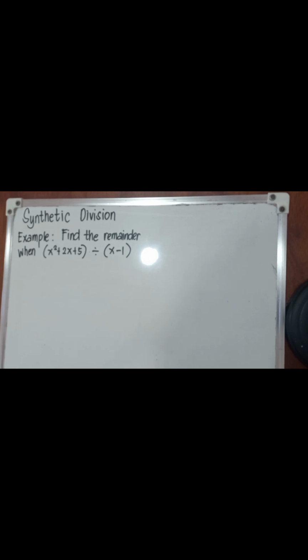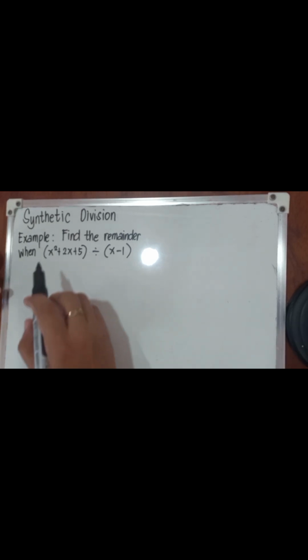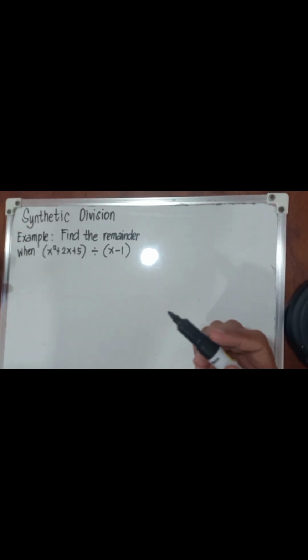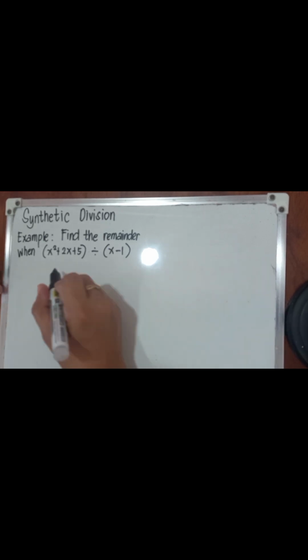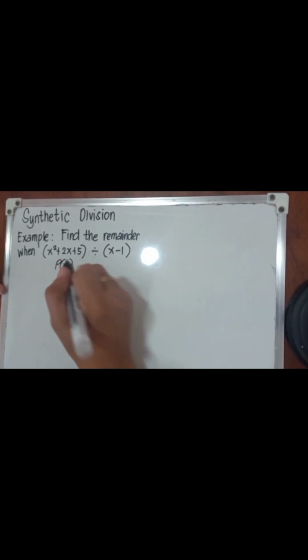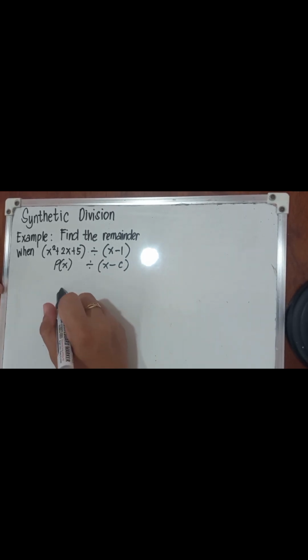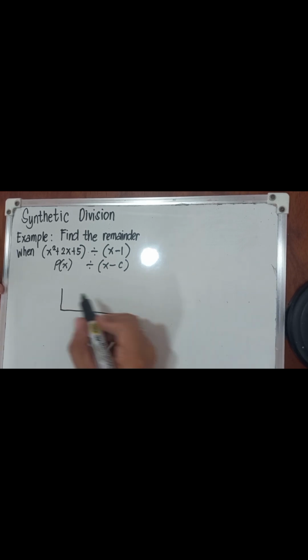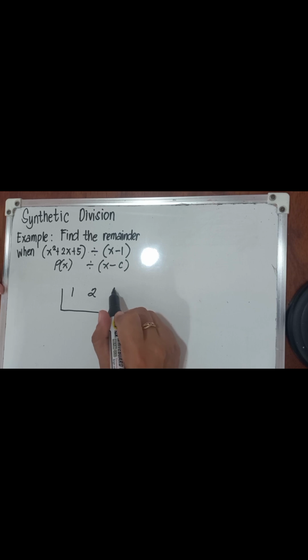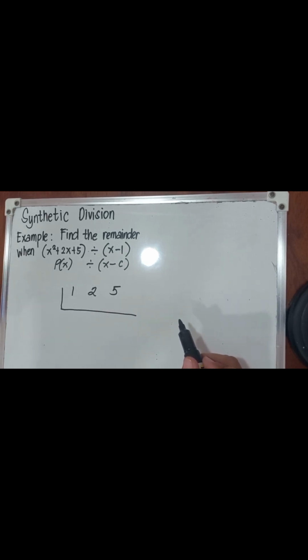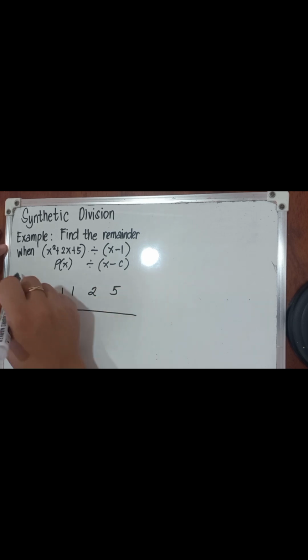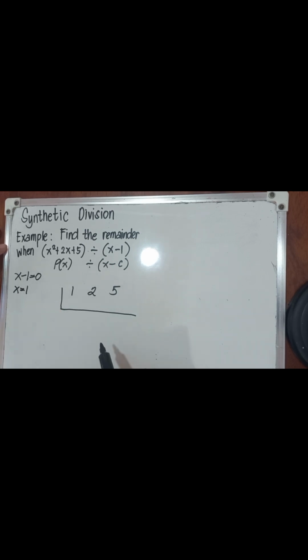The first way to find the remainder is by using synthetic division. When we use synthetic division, we only use the coefficients of the polynomial expression. So take note, this is your P of x divided by x minus c. The coefficients are 1, 2, and 5. Then for our divisor, equate x minus 1 to 0. Then x is now positive 1. So this is our divisor.